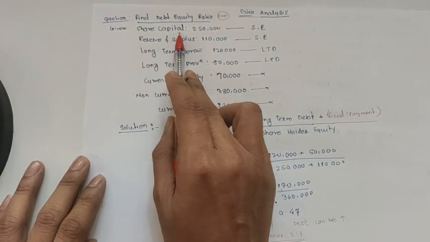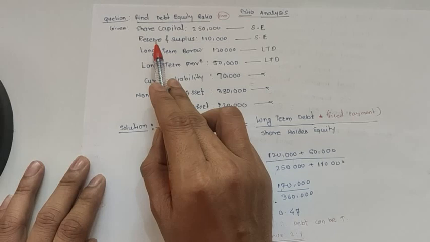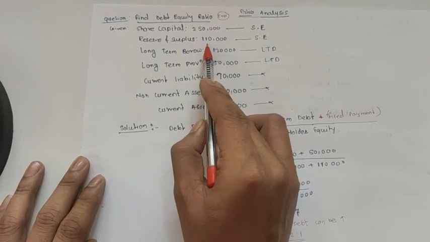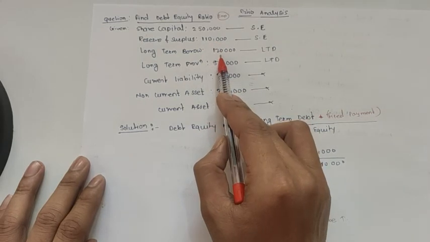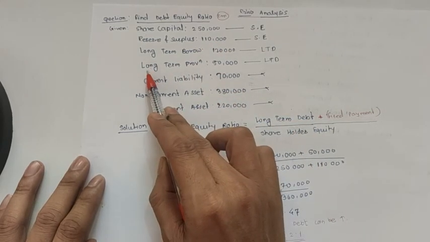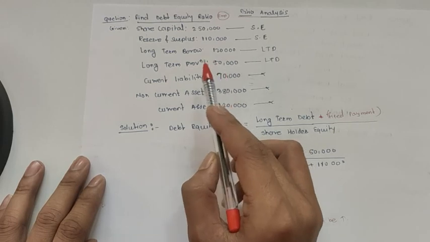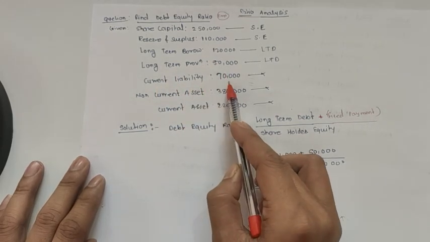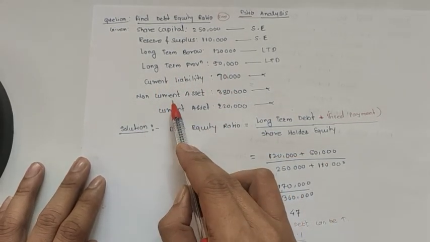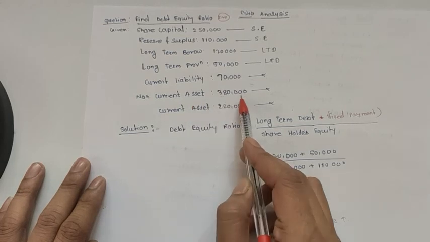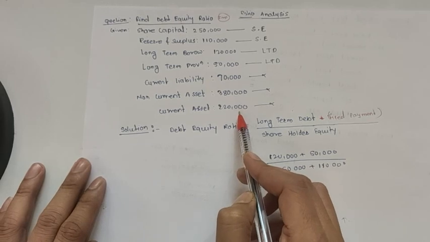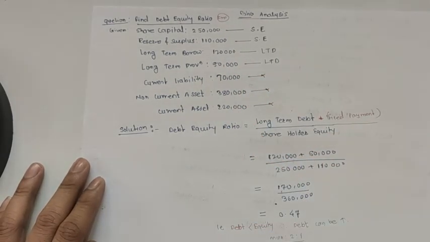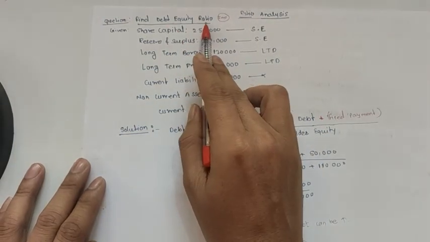They have given share capital is 250,000. Reserve and surplus is 1,10,000. Long-term borrowing is 120,000. Long-term provision is 50,000. Current liability is 70,000. Non-current assets are 3,80,000 and current assets are 2,20,000. So that much data they have given, and we have to find the debt equity ratio.